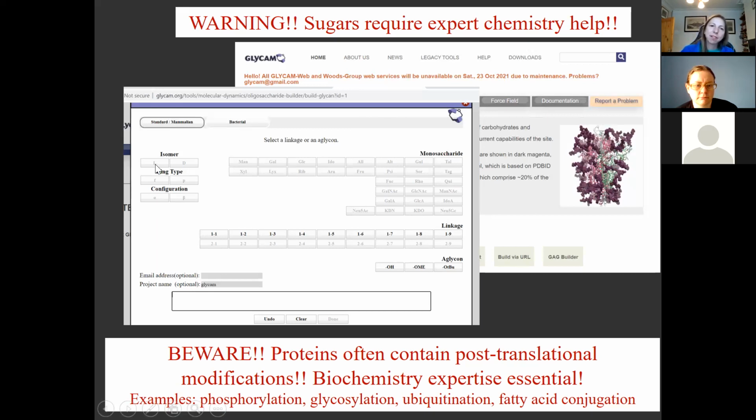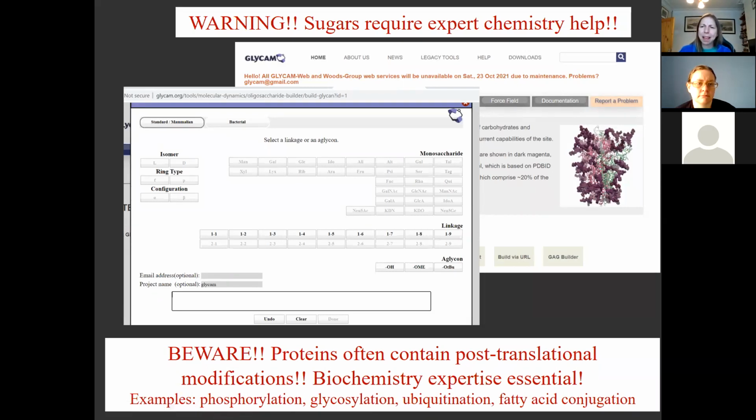Then you have to choose whether it's an L or D isomer, so you have to think about the chirality. Then you have to think about the ring type. Then you have to think about the configuration, and that's which bits are sticking up and which bits are sticking down. And then you have to join it onto the next sugar, so you have to think about which place in the ring you're actually attaching it. And at each one of these stages, you can make a horrible mistake and get it all wrong. So my advice to everybody, controversial though this may be, is please beware of sugars. If your system contains sugars, ask a biochemist.